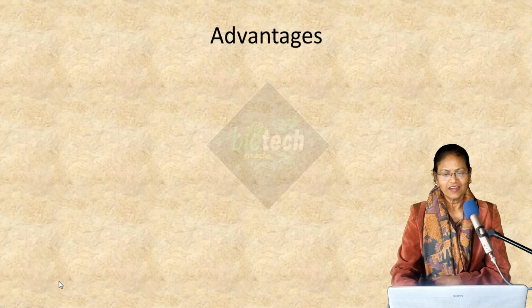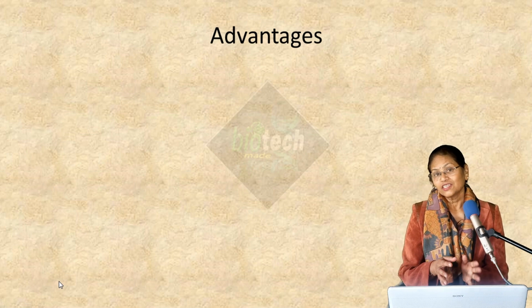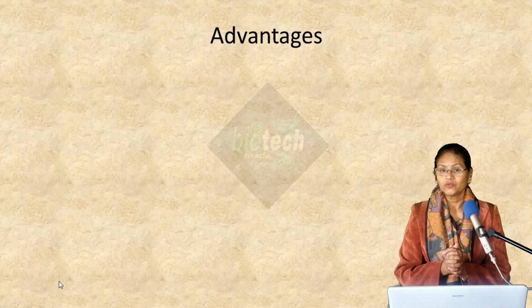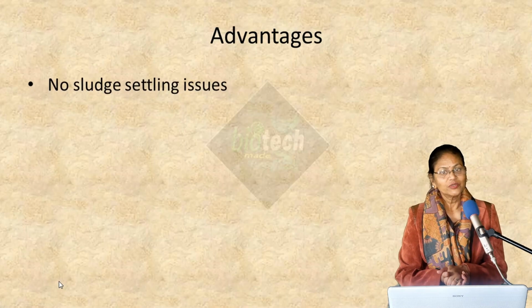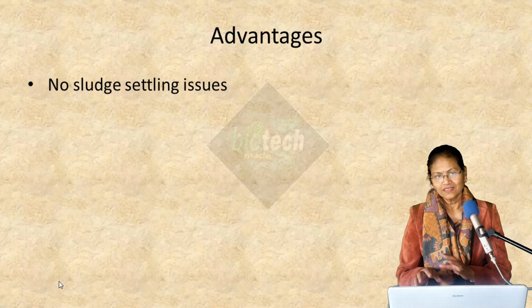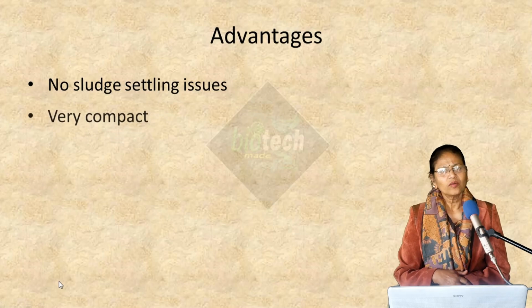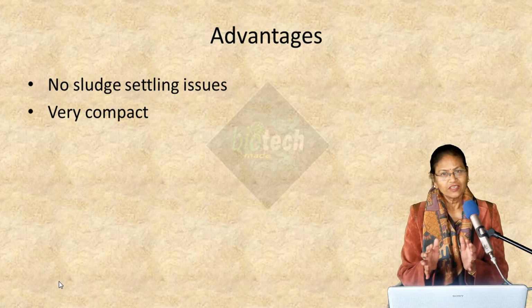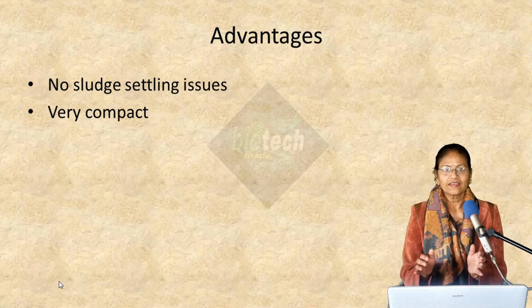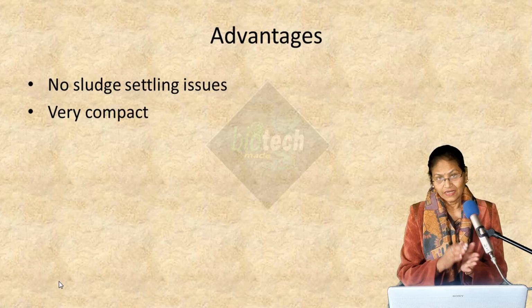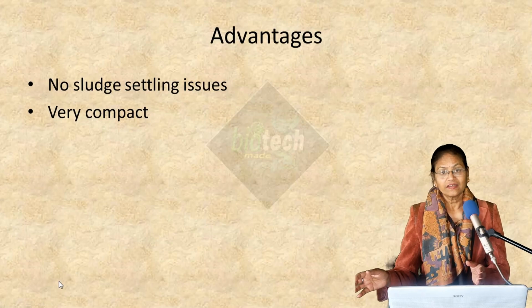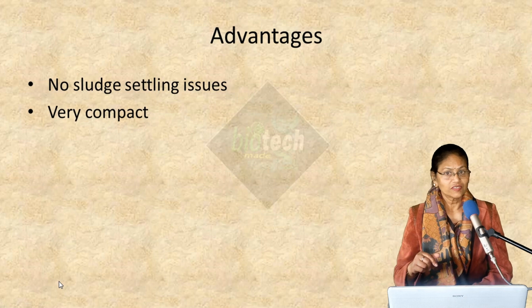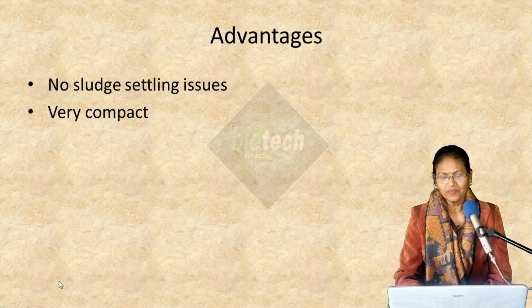Now let's see the advantages of MBBR. Why actually are people switching over to MBBR? No sludge settling issue is there. So there is no problem regarding the sludge settling. This is very compact. In contrast to the activated sludge process, this is a very small one. A small aeration tank is needed here. In case of ASP, a very big tank is needed. Lots of land cost was there because of that. So this is compact, and that is also one very good point.